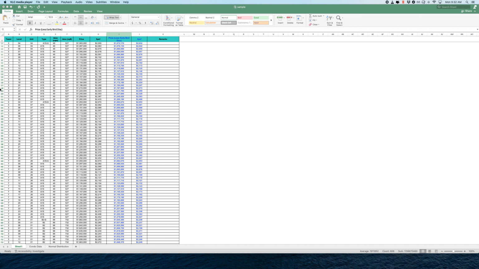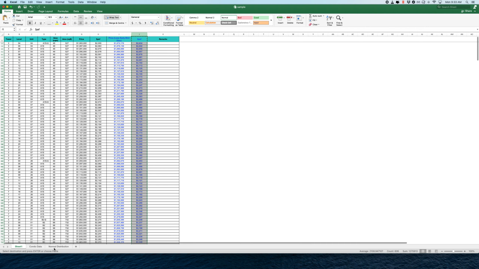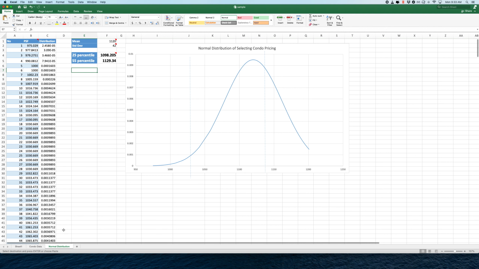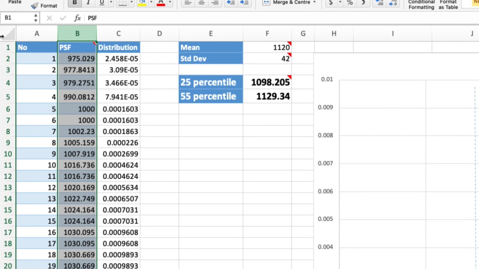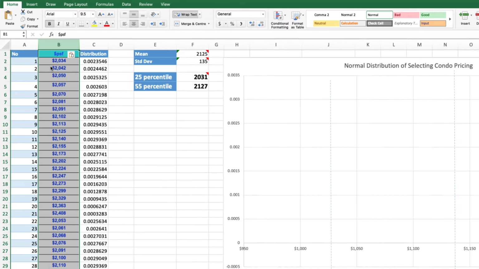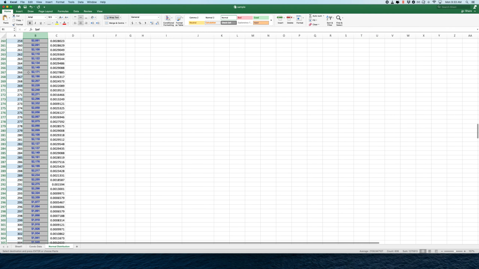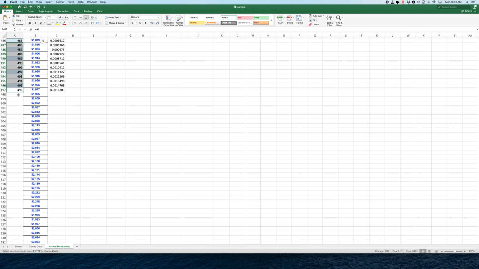So with this pricing, you can look at this PSF over here and copy it for all the pricing and head over to this normal distribution data. From here, I'm going to input it in, and you can just right click and paste it all here. Okay, so if you scroll all the way down, there'll be more numbers. So what you can do is drag and have the numbers all filled in.